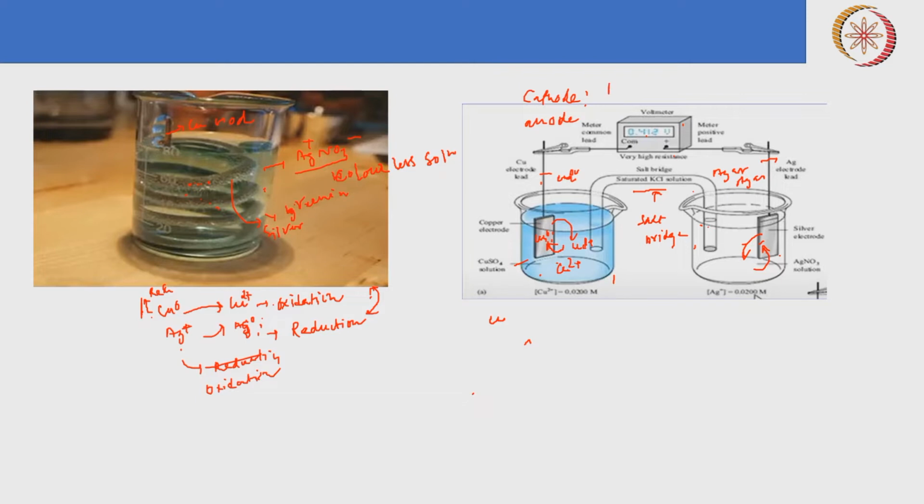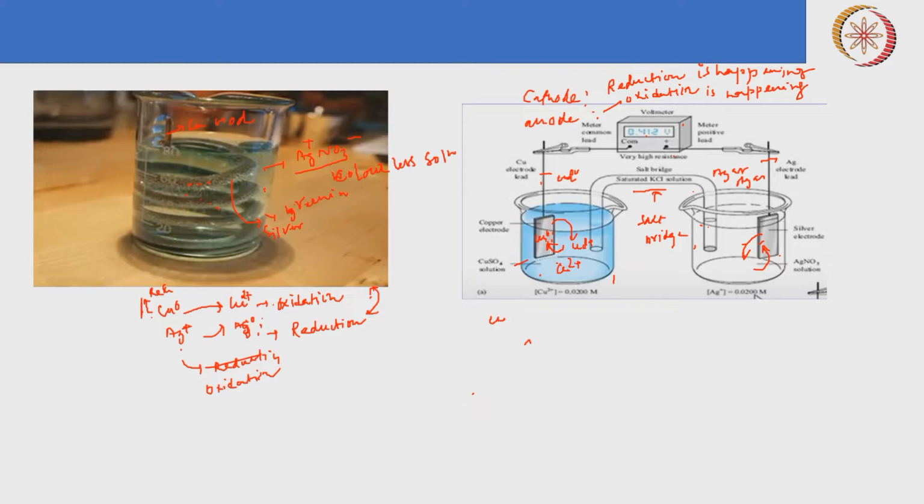So now the question is, what is cathode and what is anode? Basically, cathode is where the reduction happens, the electrode in which the reduction happens is known as cathode, and anode is where the oxidation happens. So that electrode is known as anode.